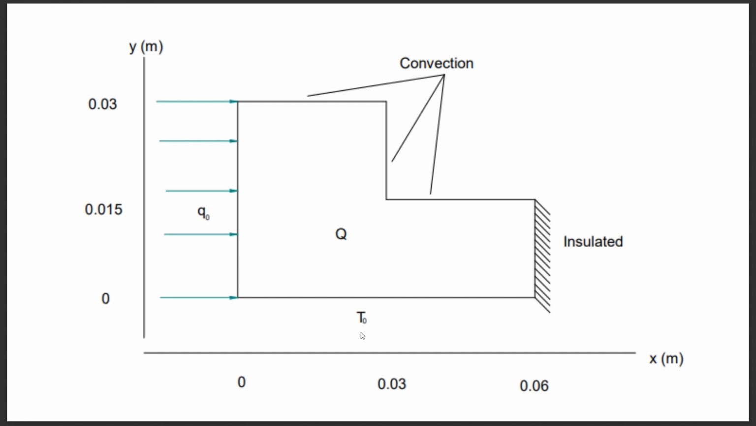Let us see the drawing of this one. This is the L-shaped body and the total length of this body is 0.06 meter and the height, as you can see, is 0.03 meter, and we need to find the temperature distribution over the L-shaped body. So without wasting time, let us start our analysis using ANSYS Mechanical APDL.